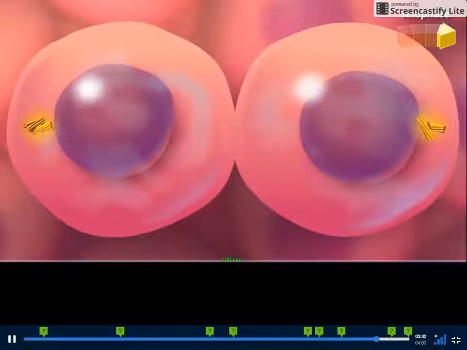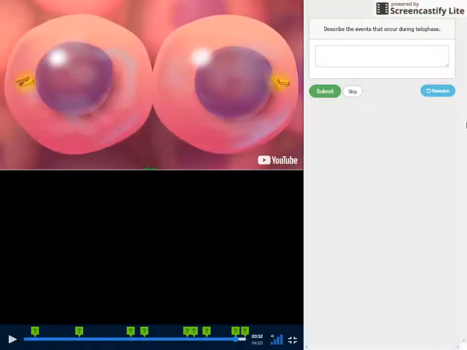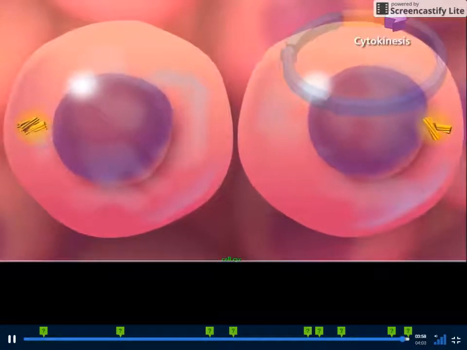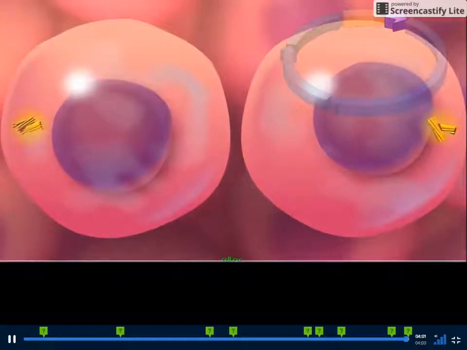The spindle apparatus disassembles as the microtubules are broken down into tubulin monomers that can be used to form the cytoskeleton of the daughter cells. In animal cells, cytokinesis completes cell division by extending the cleavage furrow to completely separate the newly formed daughter cells.